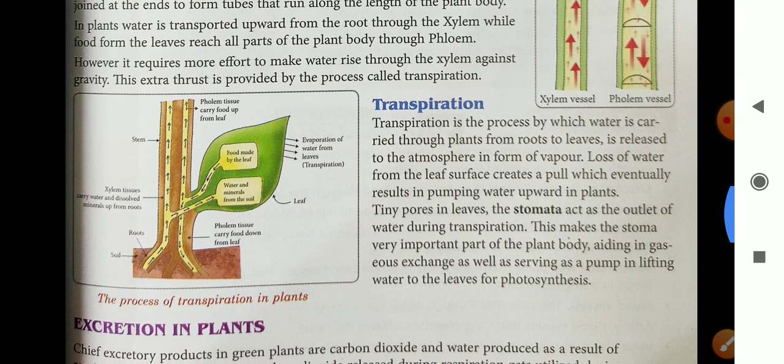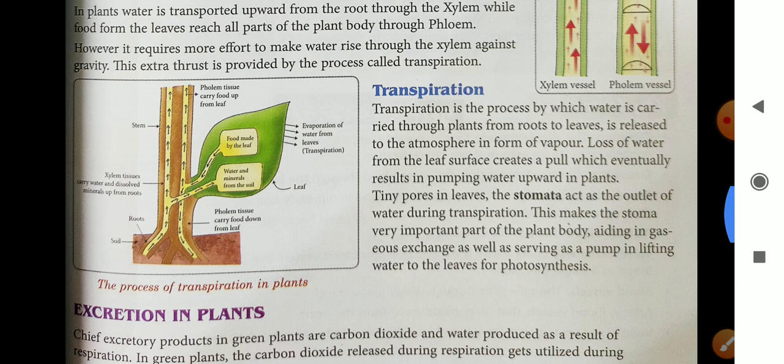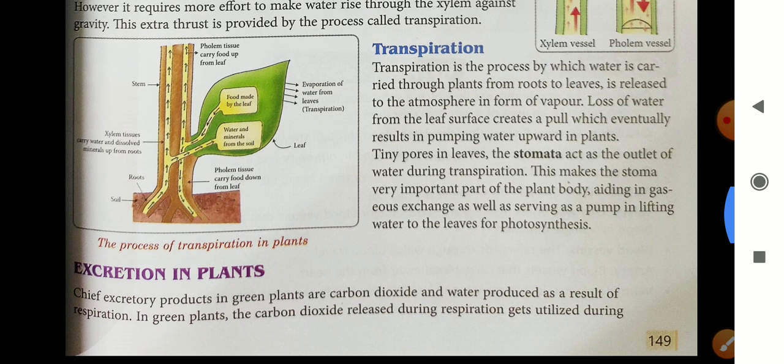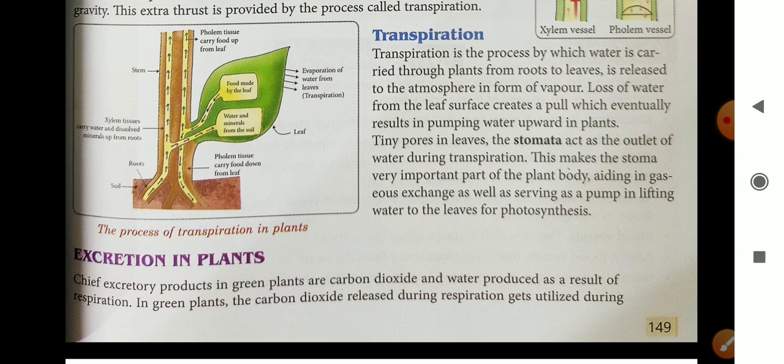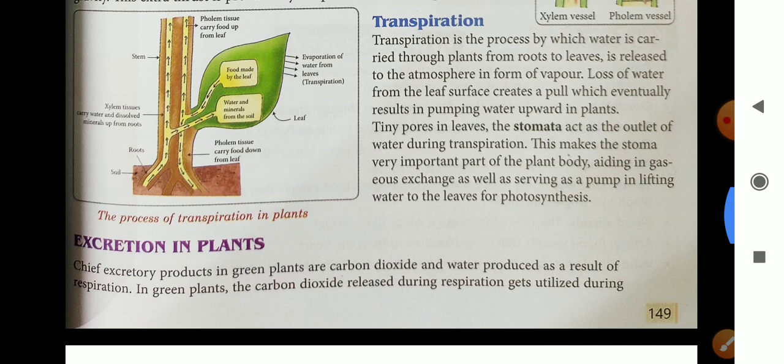And it is in this process that transpiration also helps. It is the process by which water is carried through plants from roots to leaves and is released to the atmosphere in form of vapor. Loss of water from the leaf surface creates a pull because of transpiration, that means the loss of water. Again the leaf surface needs a lot of water, which creates a pull and eventually results in pumping water upward in plants.